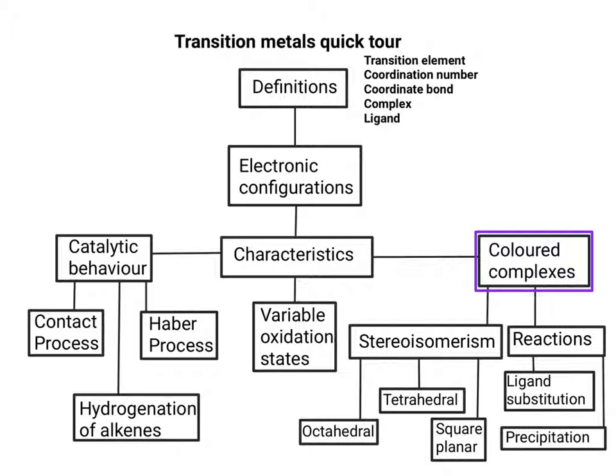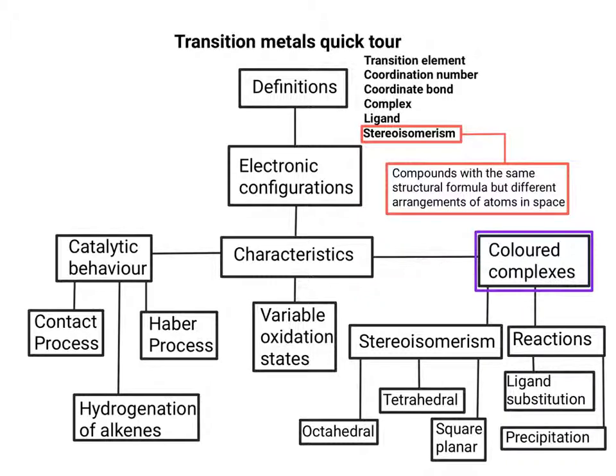So moving on to stereoisomerism, let's just remind ourselves what it means. What I want to do now is go through the stereoisomerism that each type of shape of complex actually forms. So you've got octahedral shape, tetrahedral shape, and square planar shape. Just to clarify, octahedral, tetrahedral and square planar are shapes, not forms of stereoisomerism. Okay, so let's go through each one in turn.